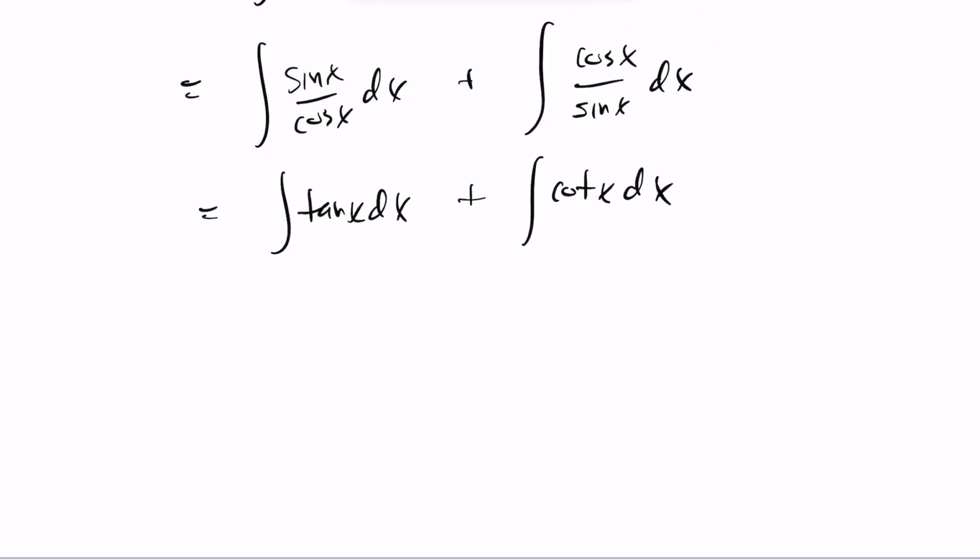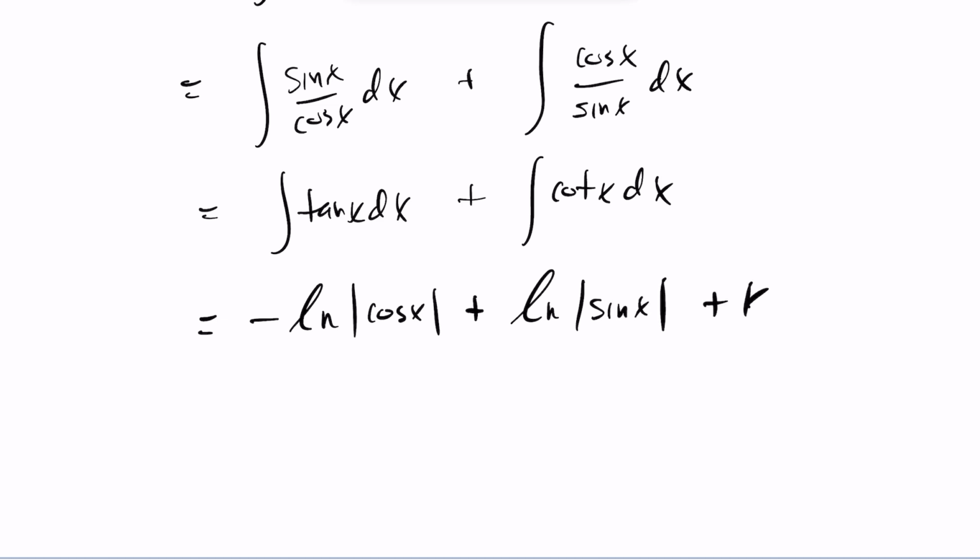So now if you want to take the integral of tan x, that is equal to negative ln of the absolute value of cos x, plus the integral of cotangent x, which is going to be the ln of the absolute value of sine x, plus some constant term.